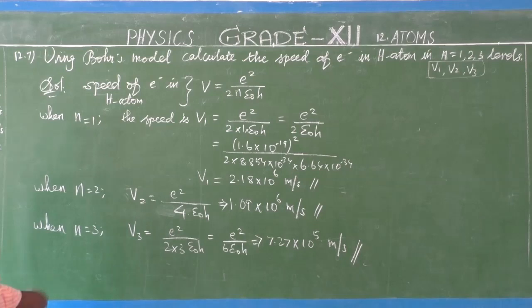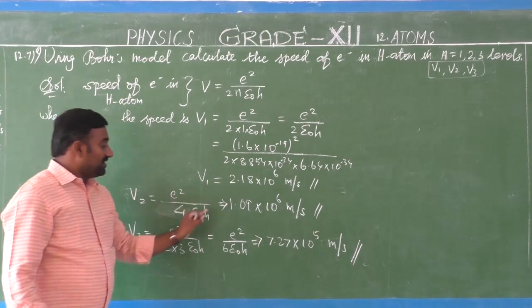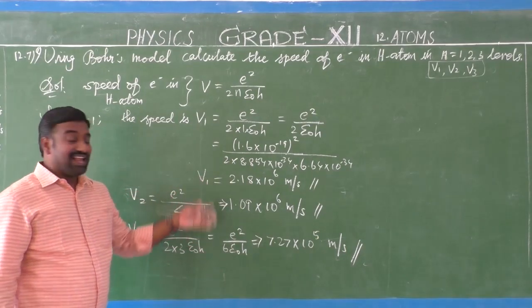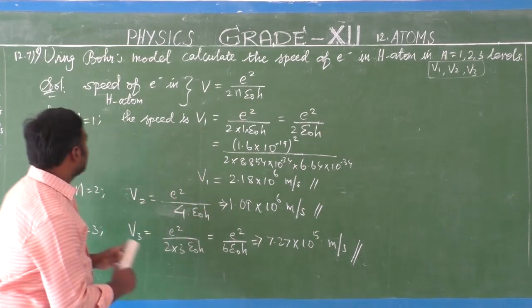Okay, so one step over. So A division is over. In this question, we have two divisions. In the first division, we are going to calculate the speed of an electron in a hydrogen atom in each level: level 1, level 2, level 3. So for each level we are calculating the speed. So we'll write the values separately in the corner.